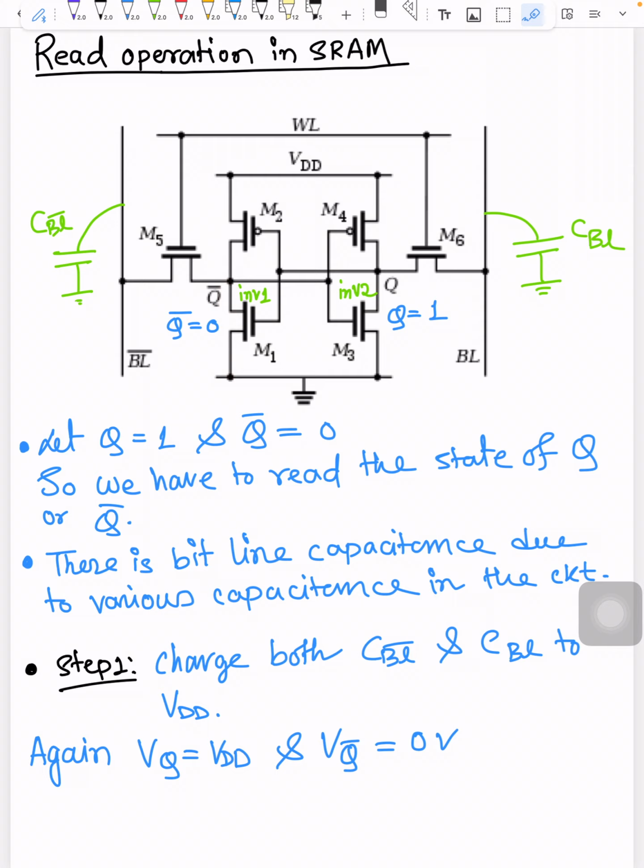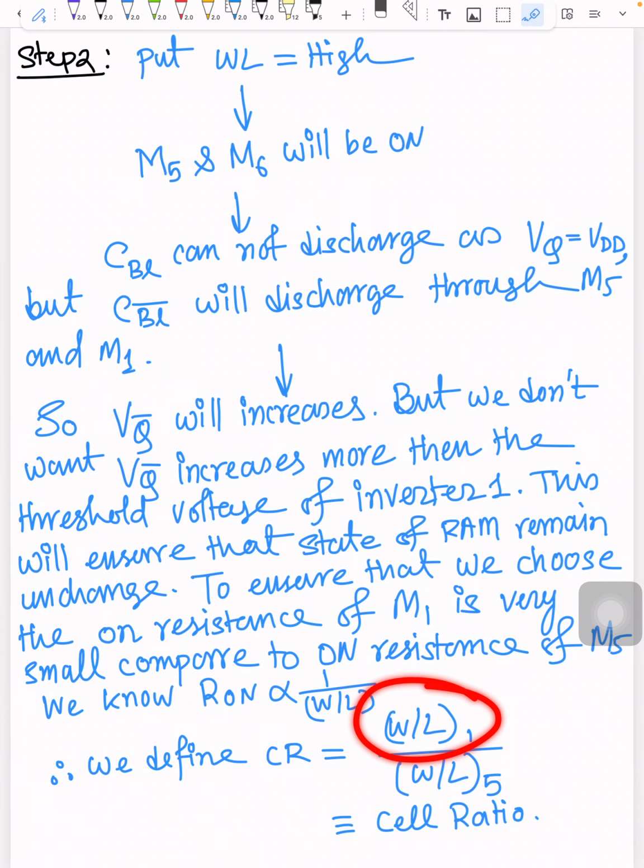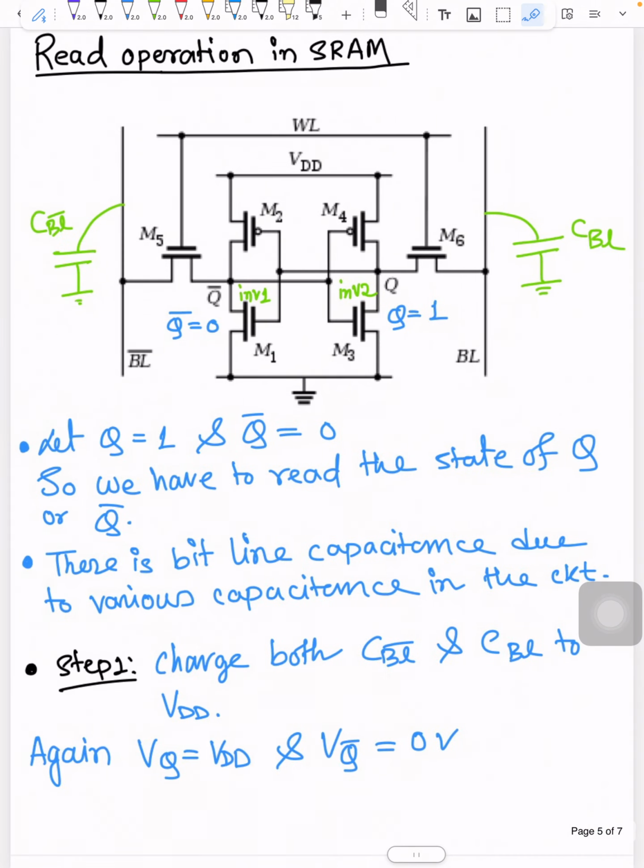So how can we obtain the on resistance of M1 to be very small? We know the on resistance R is proportional to 1 by W by L. So we choose the W by L of transistor 1 much greater than the W by L of transistor 5. That is basically our cell ratio. This is how we define the cell ratio, and we can ensure that whatever data was there is retained during the reading operation.